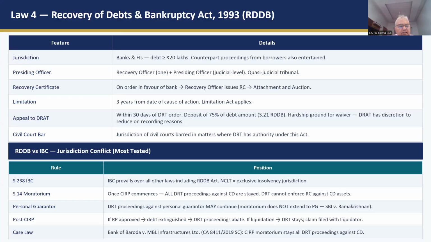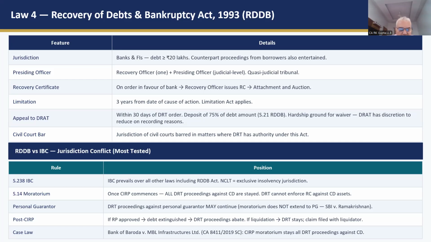Now let us see the jurisdictional conflict between RDDB versus IBC. Section 238 of IBC says that IBC prevails over all other laws including the RDDB Act. So NCLT has the exclusive jurisdiction to settle matters relating to insolvency. Section 14 talks of moratorium, which says that once CIRP commences, all DRT proceedings against the CD are stayed. So DRT cannot enforce a recovery certificate against the assets of the CD.